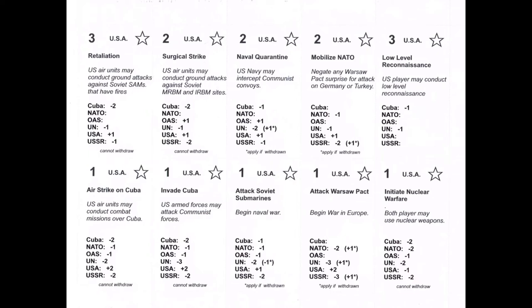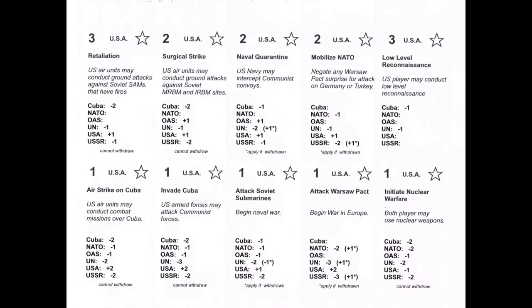and they depend on previous card plays. If the American player wants to invade Cuba, they must have already played the airstrike Cuba policy and the mobilize the U.S. Army policy. If the Americans want to airstrike Cuba, they must already have played the surgical strike against MRBMs and IRBMs card. If the Americans want to attack the Warsaw Pact, they must have already mobilized NATO. If they want to engage in Operation Mongoose, they must do it before the Cubans mobilize their army.